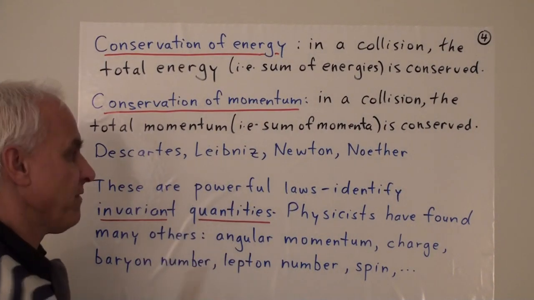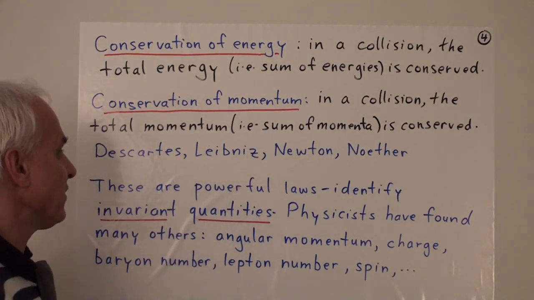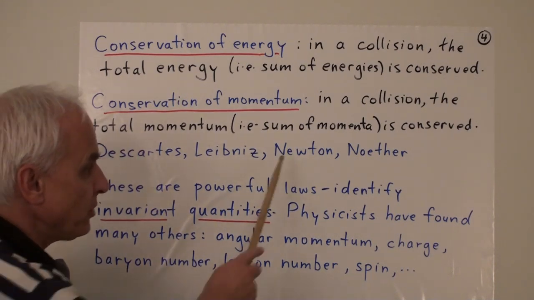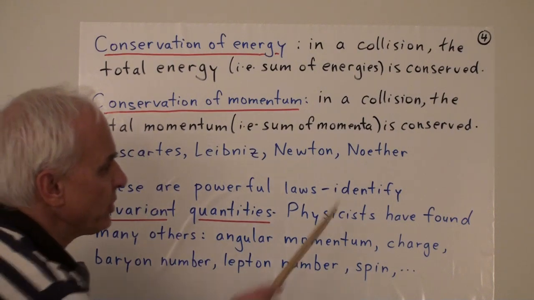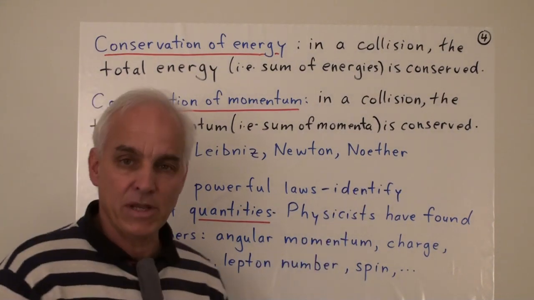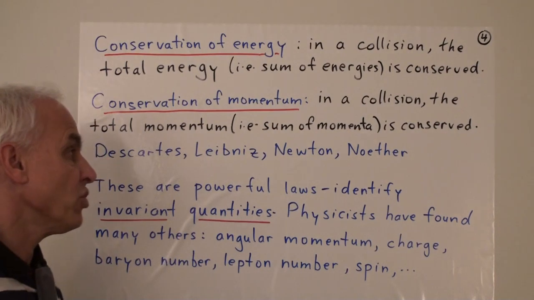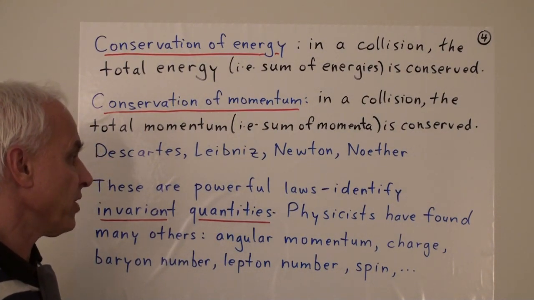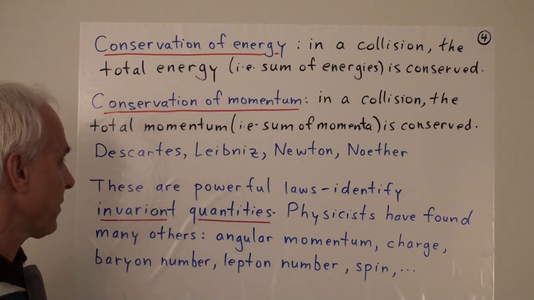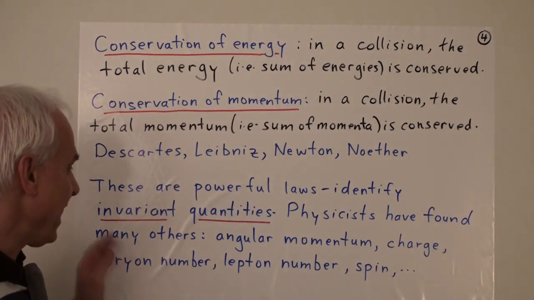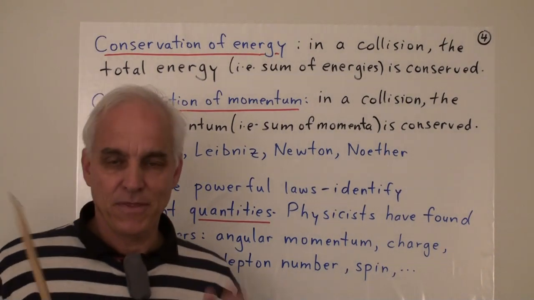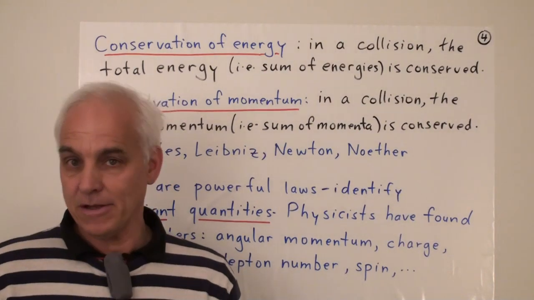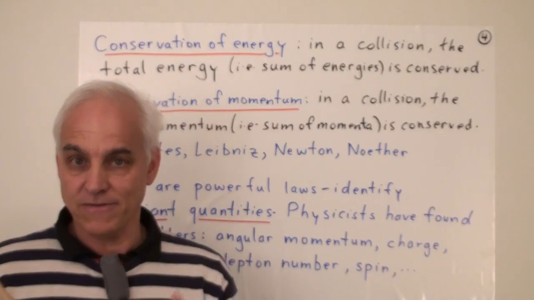All right, so these two laws are very fundamental in physics, go back to the founders of the subject. I think they were identified by Descartes and Leibniz, Newton certainly, and put in a very modern formulation by the great German mathematician Emmy Noether in the early part of the 20th century. I'll mention her a little bit later on. All right, so these are very powerful laws because they identify invariant quantities, things that are unchanged even if we're performing rather complex collisions or other kinds of activities.